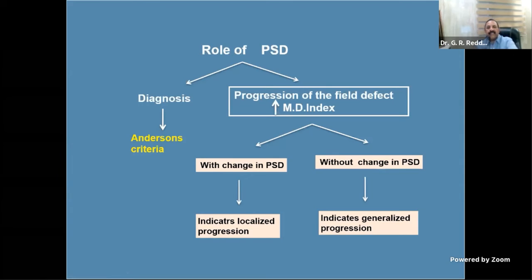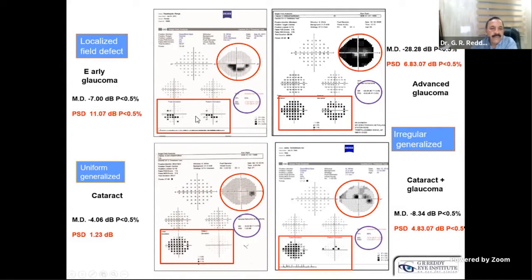So the PSD can help us in 2 ways. One is diagnosis, another is the progression, whether it is uniform progression, irregular progression or a localized progression. So no change in PSD, progression with no change, that means uniform progression, and progression with change in PSD means irregular progression. You should correlate all the three components.